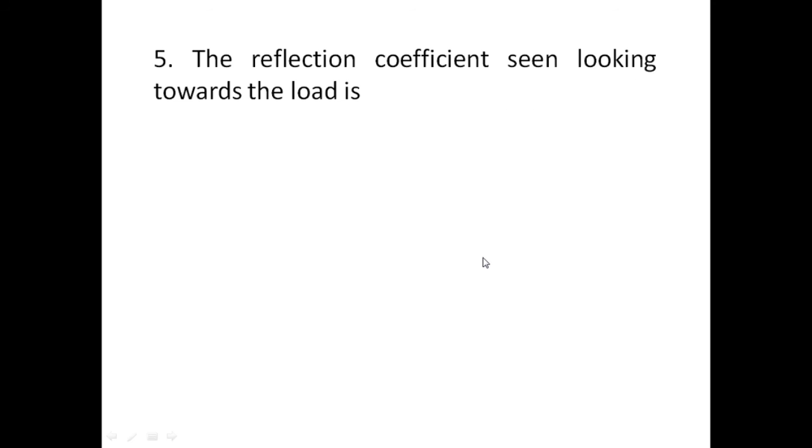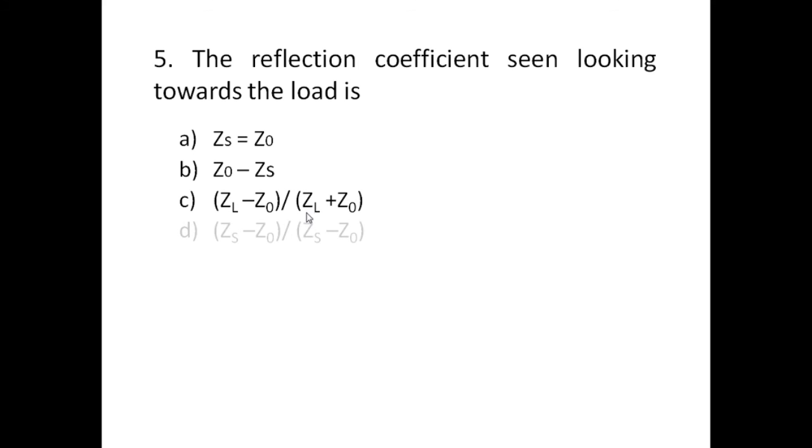Now the fifth question, the reflection coefficient seen looking towards the load is: option A Zs equal to Z0, option B Z0 minus Zs, option C ZL minus Z0 divided by ZL plus Z0, and option D Zs minus Z0 divided by Zs minus Z0. The question itself says looking towards the load, that is gamma L, and the answer is ZL minus Z0 divided by ZL plus Z0.